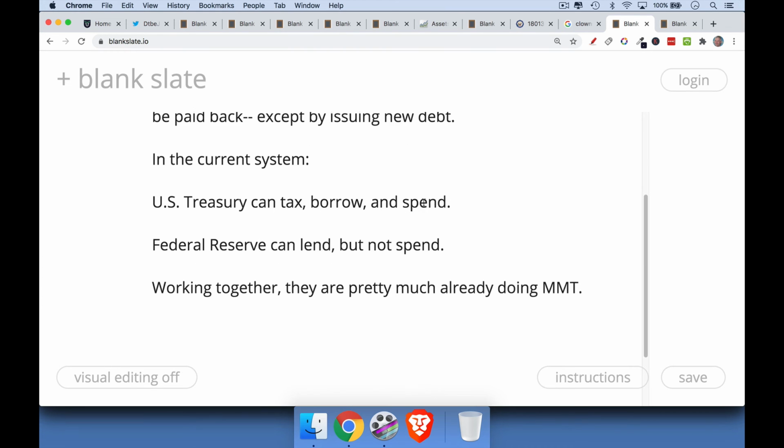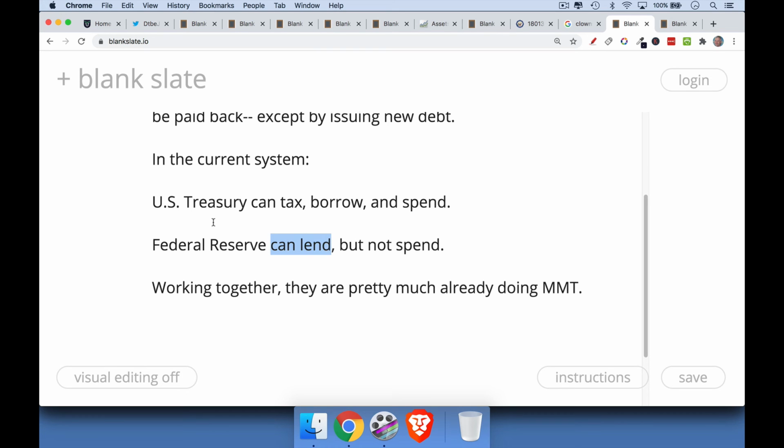So in the current system, I should have said we have the U.S. Treasury, which is part of the federal government. They can tax. If you pay your taxes in the U.S., as you should, you'll see that you write your check to the U.S. Treasury. They can borrow by issuing government bonds, and they can also spend. They can send the money over to Congress to be spent. Now, the Federal Reserve, as we said, they can lend money, but they cannot spend.